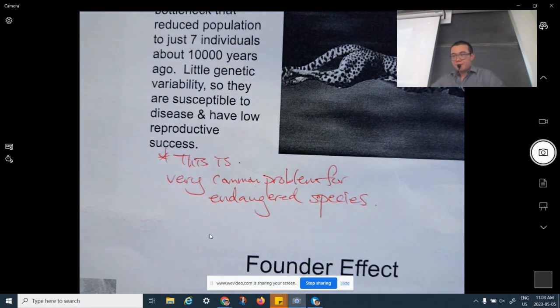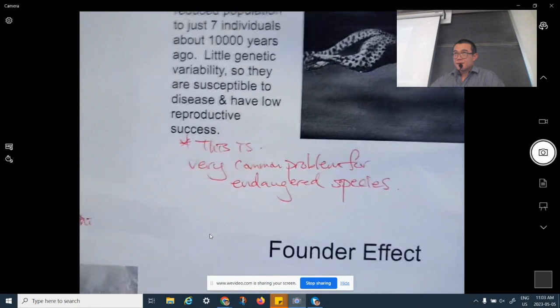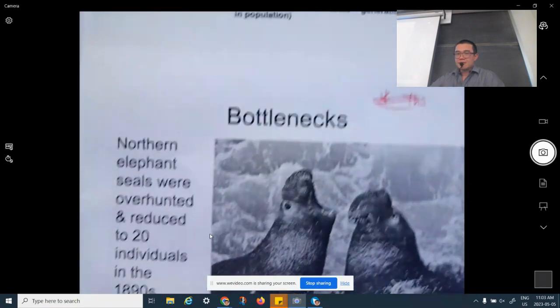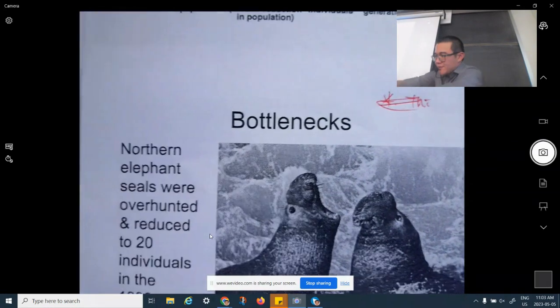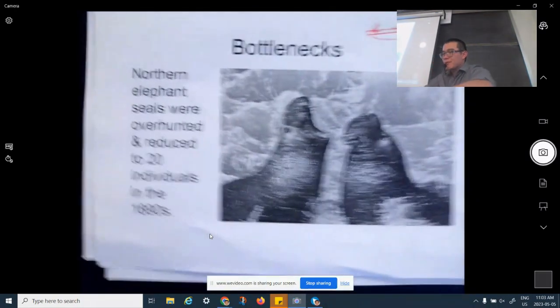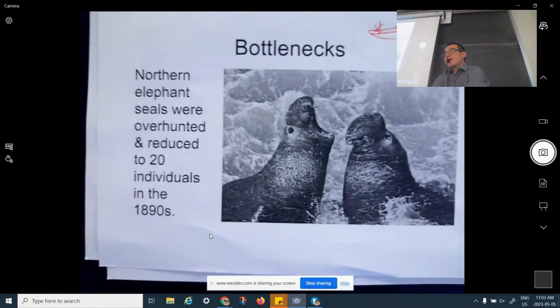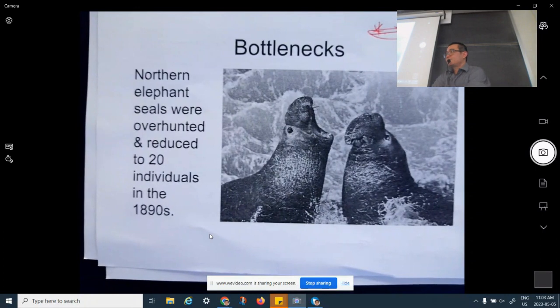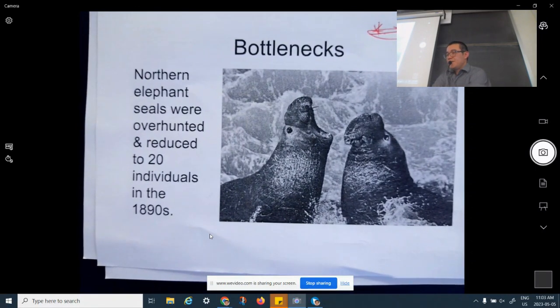So, another example of bottleneck events. Elephant seals. They were overhunted, and there were only about 20 individuals back in the late 1800s, estimated. So in this case, again, the current population of northern elephant seals genetically will be very similar to each other and wouldn't be representative of how they were before. Okay.